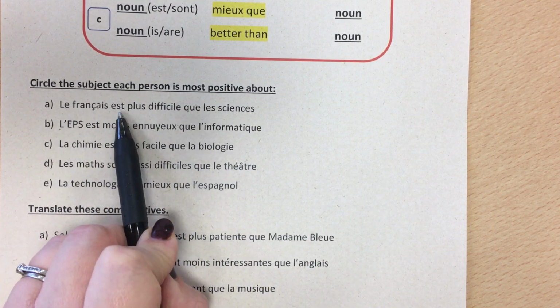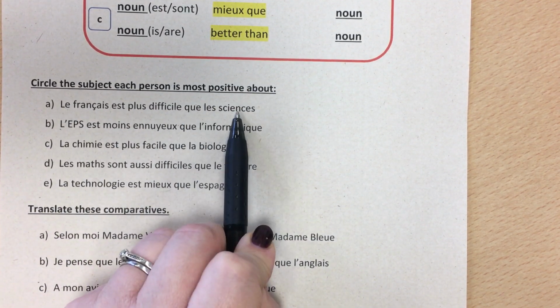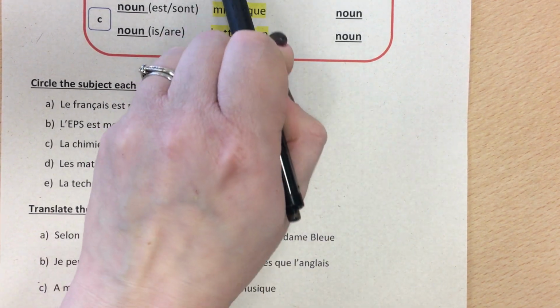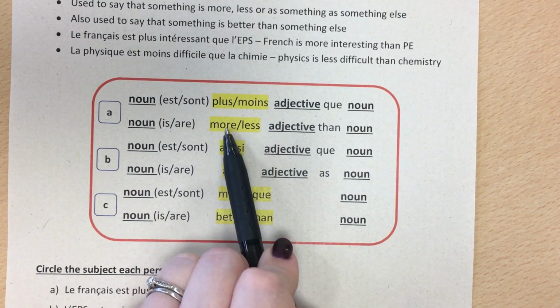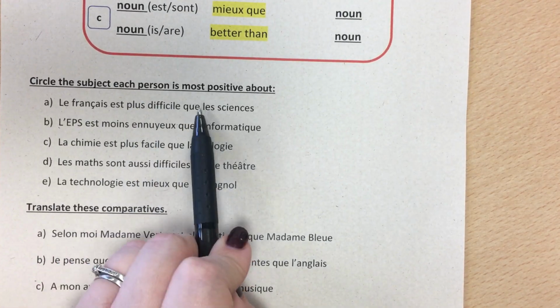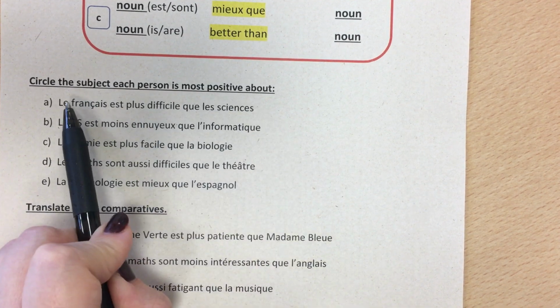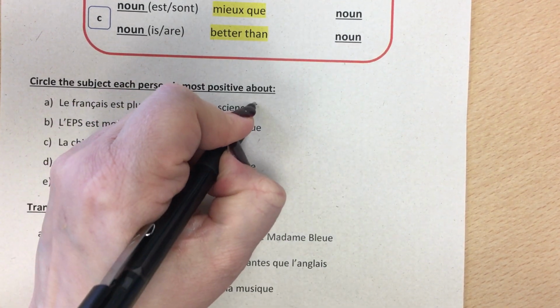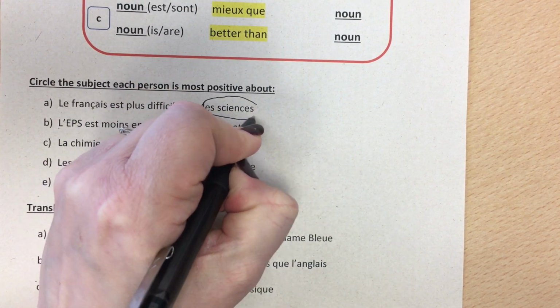Le français est plus difficile que les sciences. French is more, we can see that up here. We've got our plus, more. French is more difficult than science. So if this person thinks that French is more difficult than science, they're more positive about the science lessons.